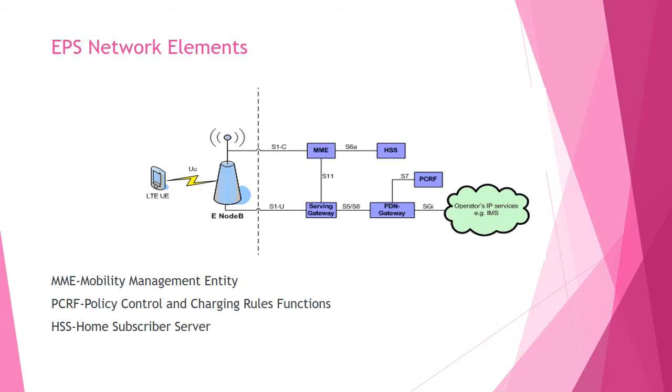Next, in the Evolved Packet Core, we have five things: the Mobility Management Entity, Home Subscriber Server, Serving Gateway, PDN Gateway, and Policy Control and Charging Rules Function. So this all forms the EPS network elements. The last is the PDN network server, which contains the internet services and the IMS.